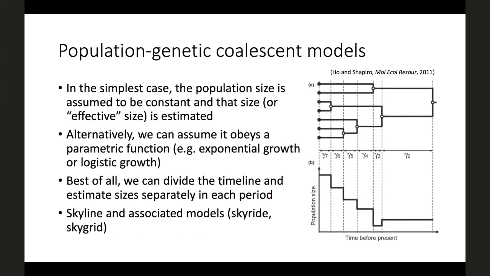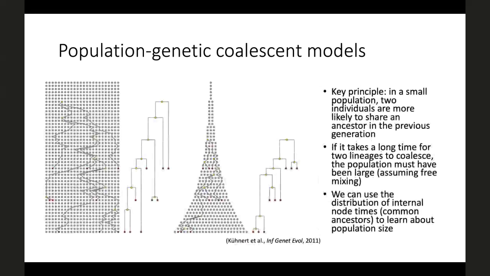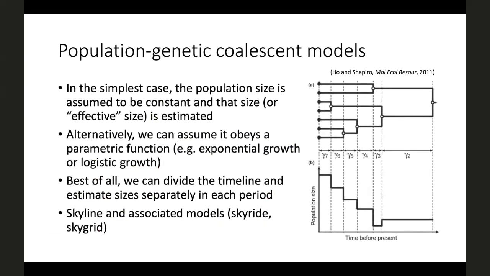So the simple case, as in the left-hand diagram here, is that the population size is assumed to be constant. You just estimate that size, although because of the assumptions in this model, it's quite difficult to translate what's called the effective population size to a real number. Alternatively, you can assume that the population is obeying some kind of parametric function, such as exponential growth, like on the right there, or logistic growth, or something else, or step functions.